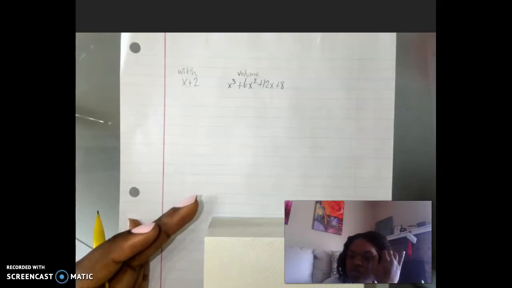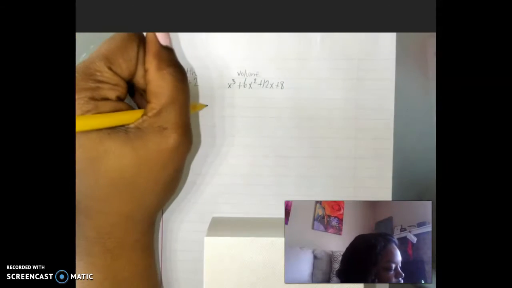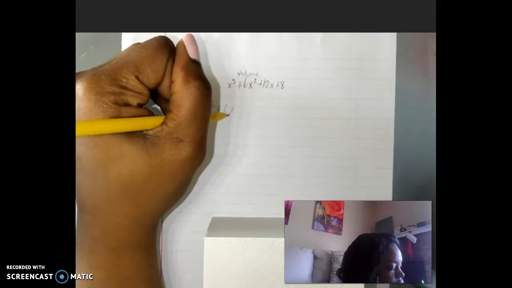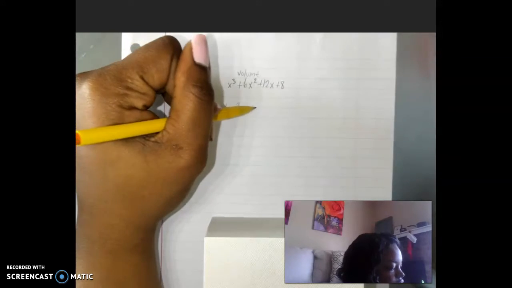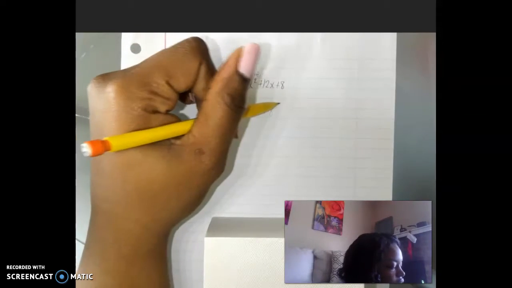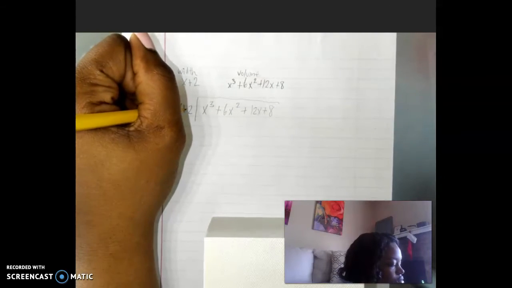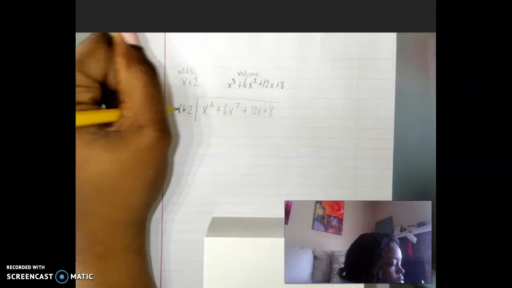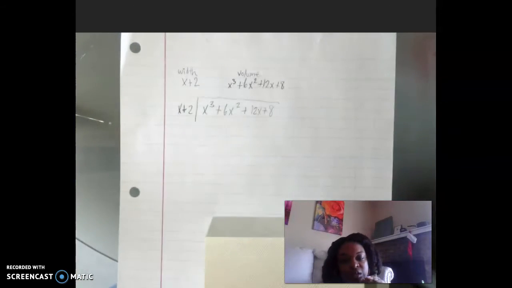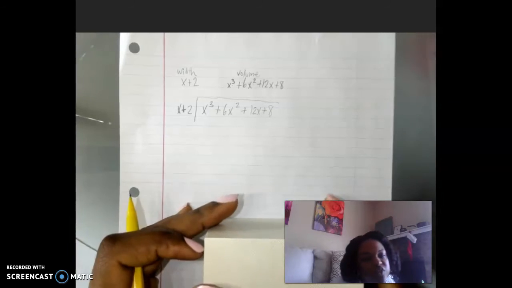So first, let's do some division. We can take our x cubed plus 6x squared plus 12x plus 8 and divide by the x plus 2. And so we can solve this to get the remaining polynomial, or the quotient, for this.